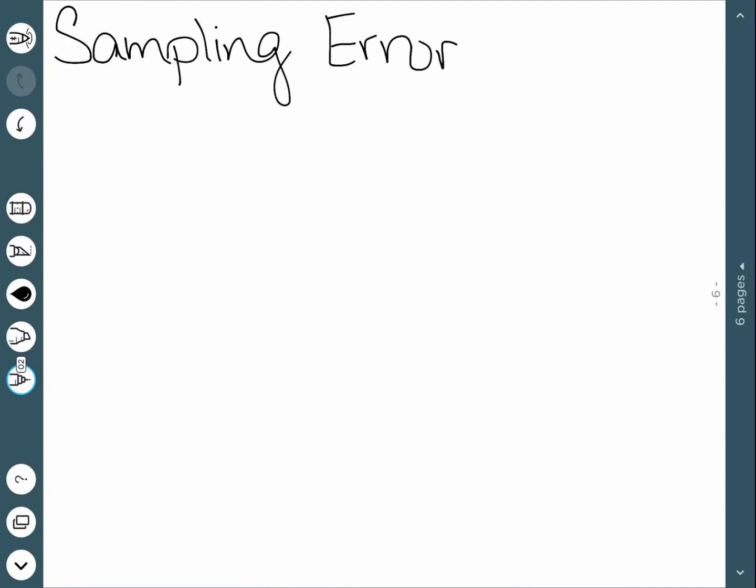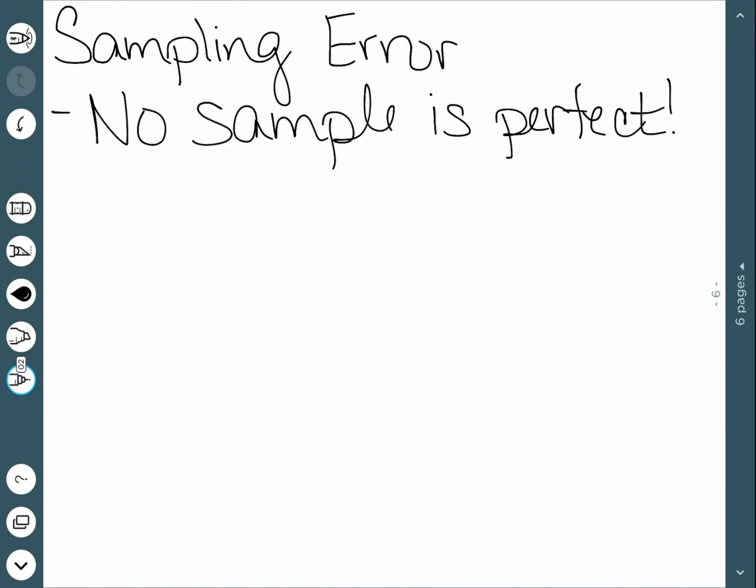The last thing I want to talk about here is some error. There are going to be two types of error when we're dealing with statistics. The first is called sampling error. And sampling error just tells us essentially that no sample is perfect. No matter what sampling method you use, there is going to be some sampling error, and this is just the difference in what happened between your sample and what the results for the actual population are. Depending on which method you use, your sampling error could be much smaller or much larger, but there is always some sampling error.